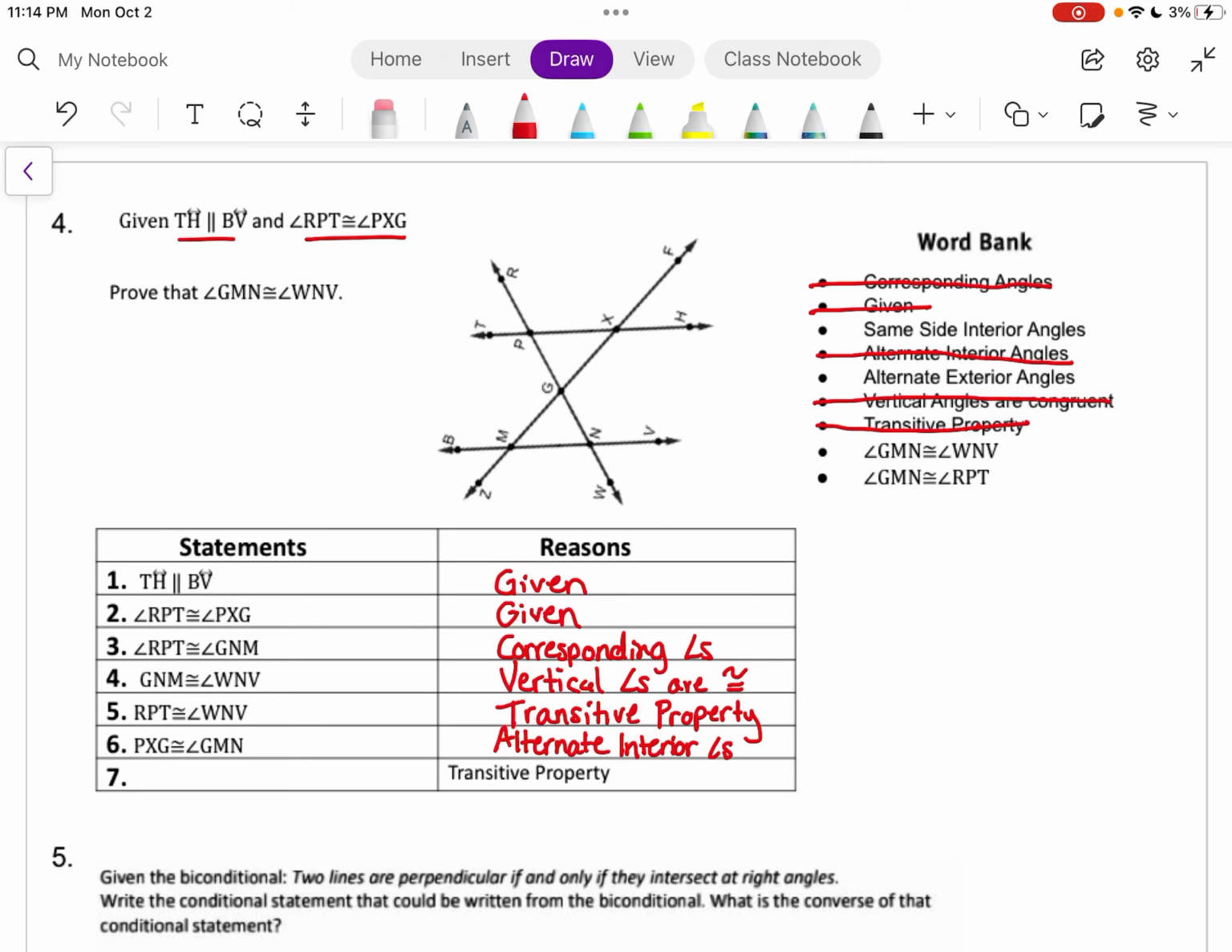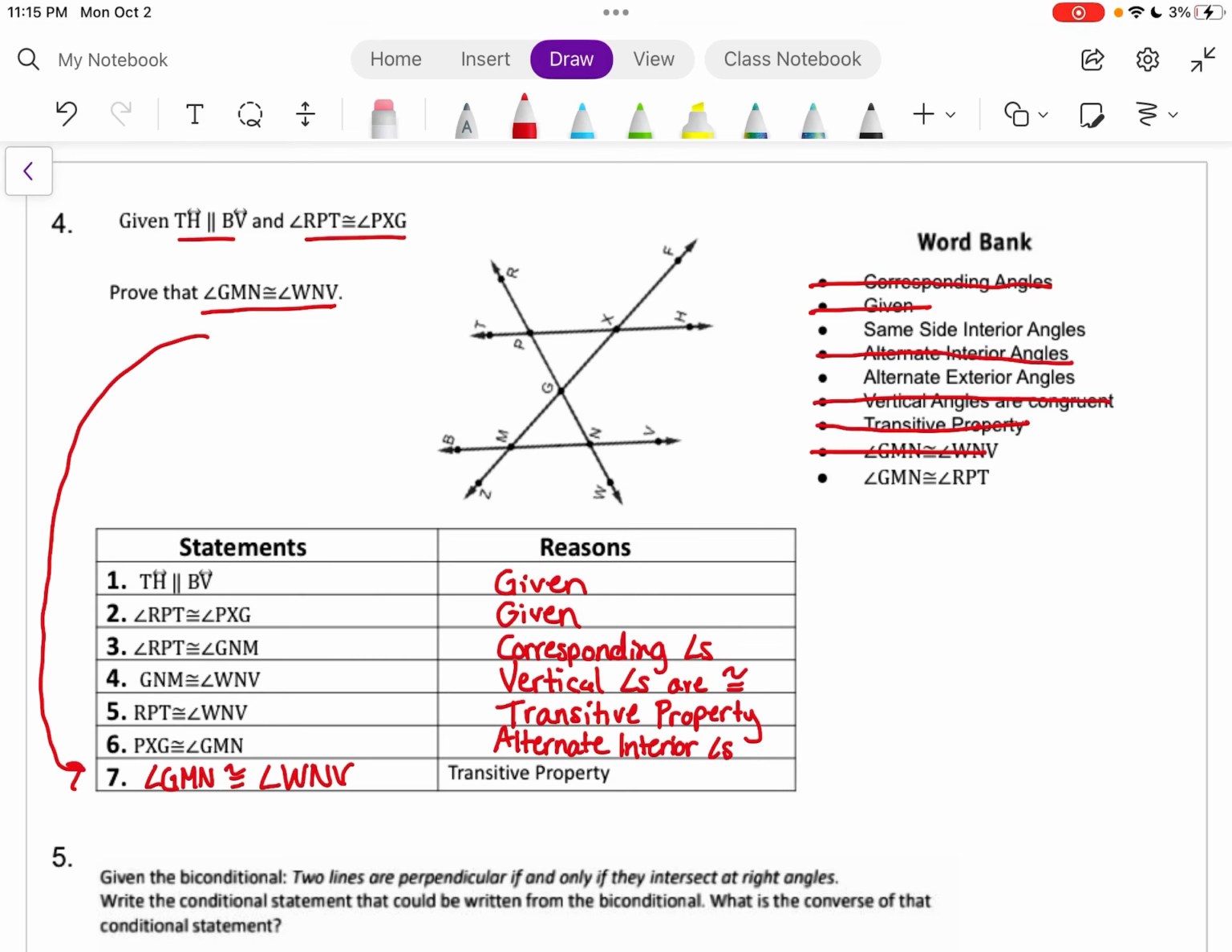Now, just like we know the given goes first, we also know that the statement we're trying to prove has to go last. Therefore, our last blank should say angle GMN is congruent to angle WNV. And this is our completed proof.